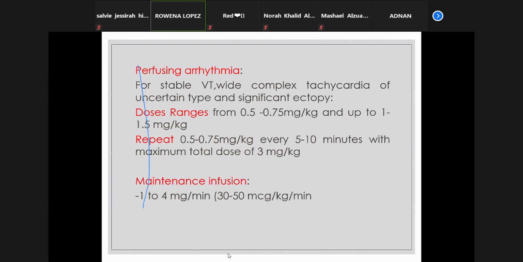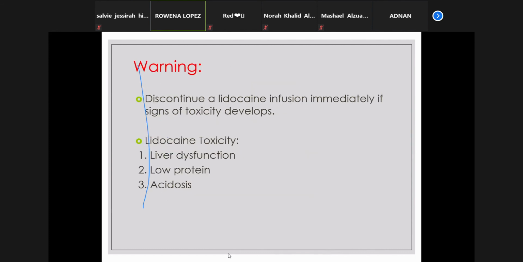So we have only 15 minutes. So these are the doses also. Anyway, the doctors are the ones responsible for the dosages. The only thing for you is to properly calculate the dose and the amount that you have to deliver in ml per hour. So warning: discontinue a lidocaine infusion immediately if signs of toxicity develop.